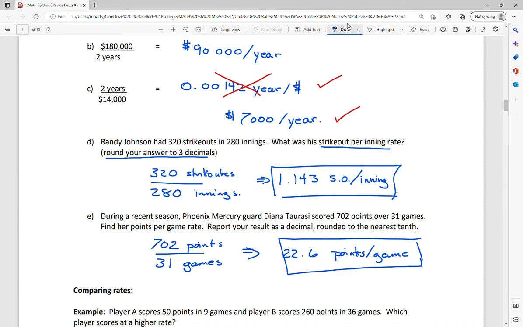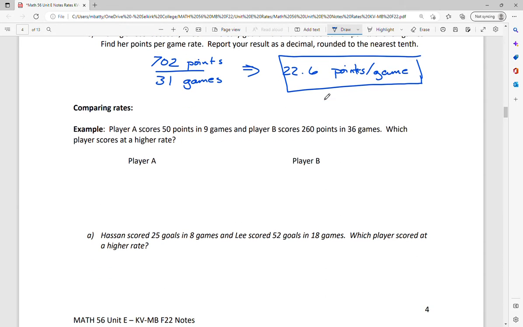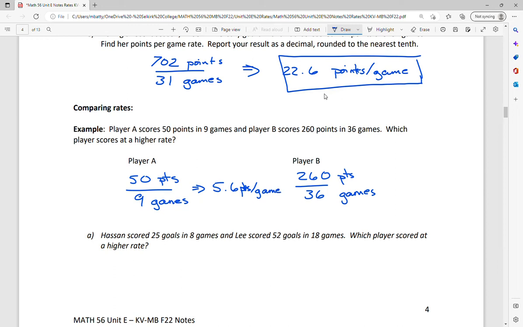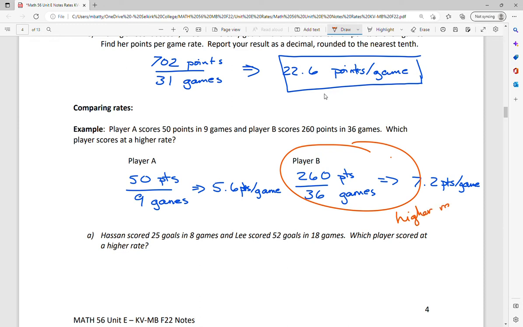So, these are all well and good to really get an idea of how things are going, but really comparing rates is where unit pricing really has its strength. So player A scored 50 points in 9 games, and player B scored, oh my goodness, 260 points in a whole lot more games, in 36 games. So from these stats, which player scores at a higher rate? If I do the math, I've got 5.6 points per game. And doing the math on this one, I get 7.2 points per game. So this allows me to compare, and it allows me to say that player B has the higher rate of scoring.